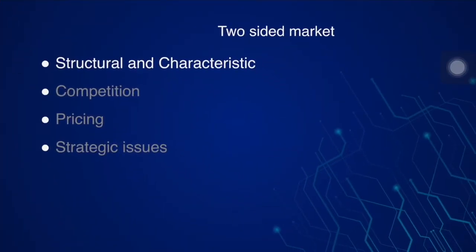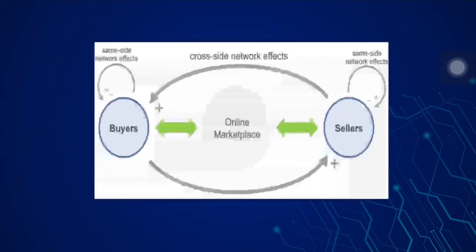First of all, I'm going to talk about the structure and the characteristics of the two-side market. The two-side market network typically has 2 distinct user groups. Members of at least one group exhibit a preference regarding the number of users in the other group. They call this the cross-side network effect, as you can see here.